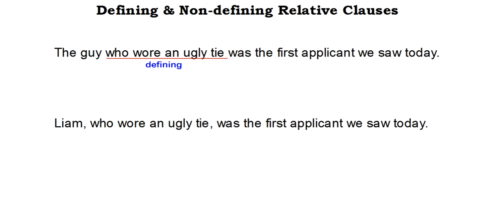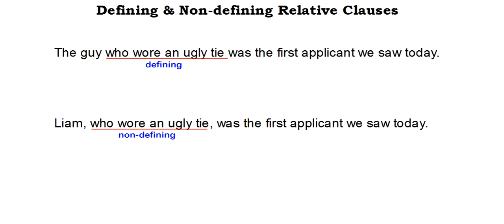Now, if you look at the second example, here's my relative clause again, same one, but let's remove it. And this sentence is a little more complete, assuming that we know who Liam is, or we know who the first applicant was. It's more of a complete idea, and the relative clause is non-defining. Meaning it's not necessary for our understanding of who Liam is to have this. It's extra information, a sort of by the way. By the way, he was wearing an ugly tie, but what's important is he was the first applicant we saw today.